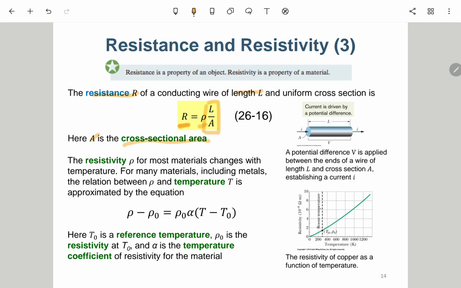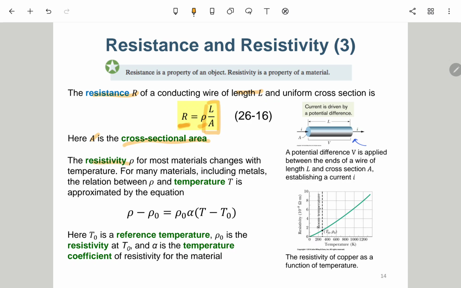Okay, so which means that if you want to have a large resistor, the resistor should be long and thin. Long and thin will have a large resistance. If you have a short and fat, or short and thick, then you will have a small resistance. Okay, so here the resistivity actually tells you that it is related to the temperature.